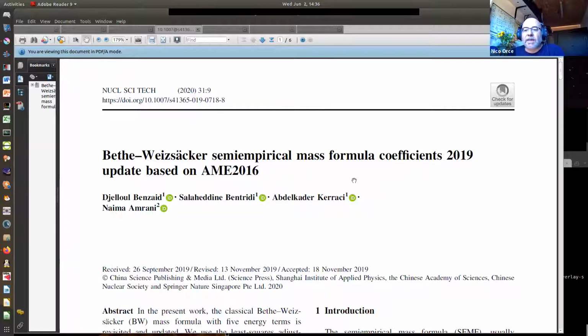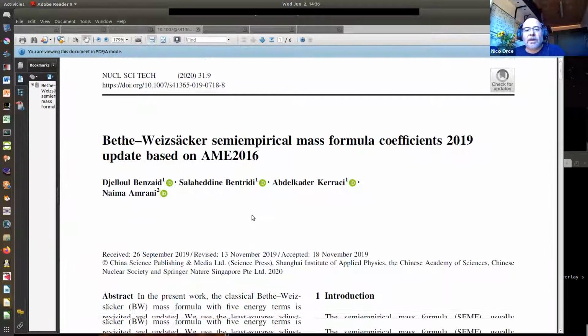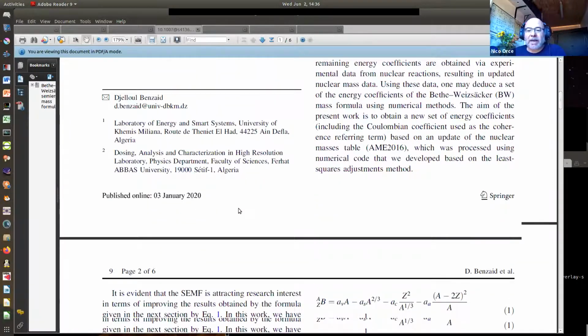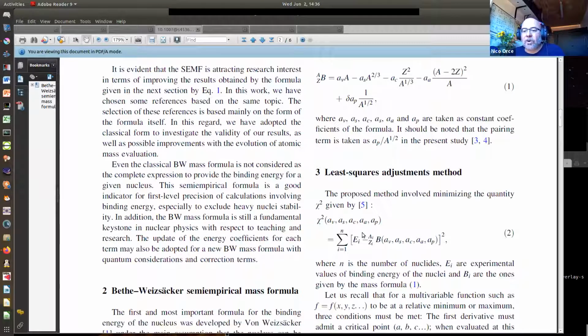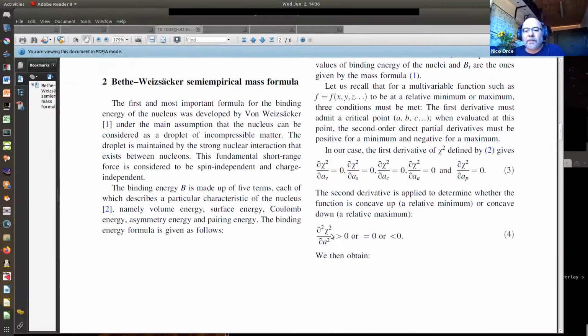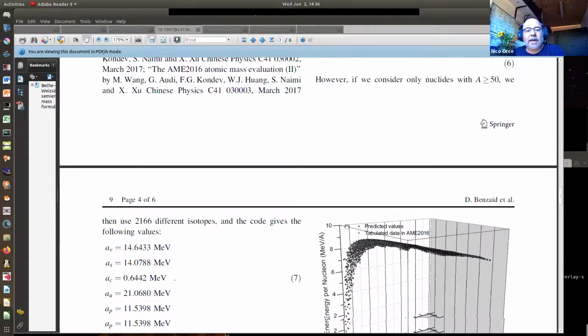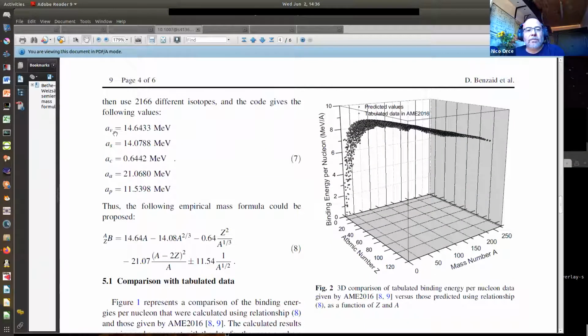They obtained these from the atomic mass evaluation 2016. We could do the same thing with the mass evaluation 2020 and get a publication. That would not take us too long. But these are the coefficients that they are claiming: the volume coefficient, the surface coefficient, the Coulomb coefficient, the asymmetry or symmetry coefficient, and the pairing coefficient, which we are going to deal with in a little bit.